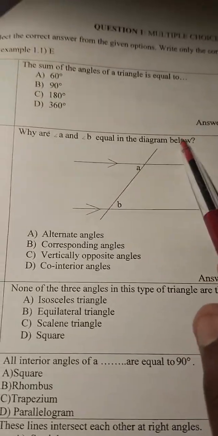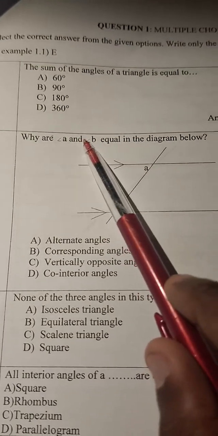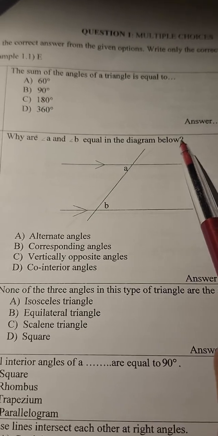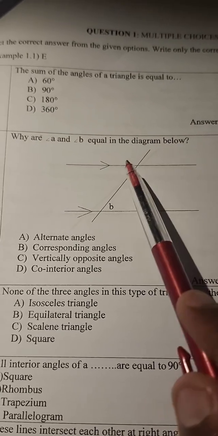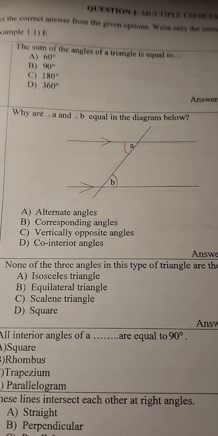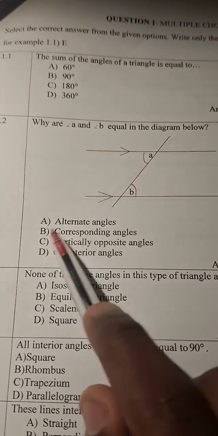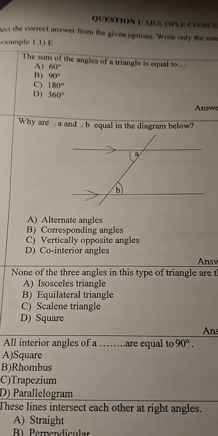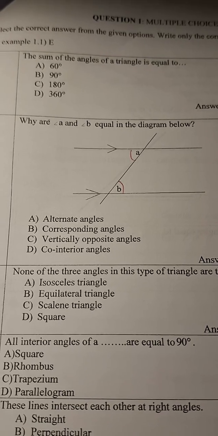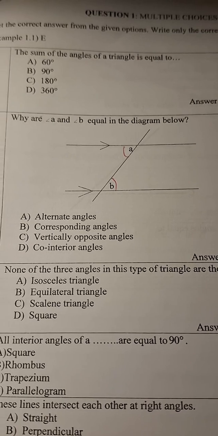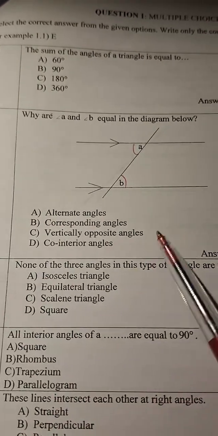Just before I leave, why are A and B equal in the diagram? There is A, there is B. Raw God, you can help me out. A, alternate angles, B, corresponding angles, C, vertically opposite angles, or D, co-interior angles. So why are A and B equal? Very good, Raw God. And then what's the right answer there?